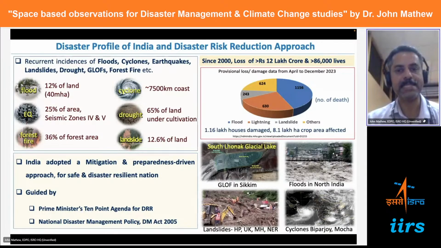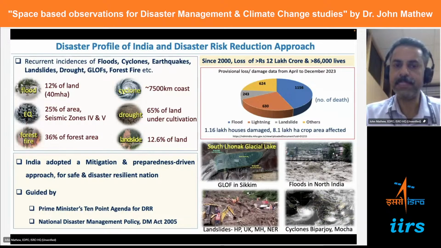And you can see that since 2000, in one assessment regarding the various losses in the country, nearly more than 12 lakh crore rupees is the economic loss associated with various disasters in the country. And more than that, what is really worrying is the loss of precious lives. More than 86,000 lives were lost since 2000.